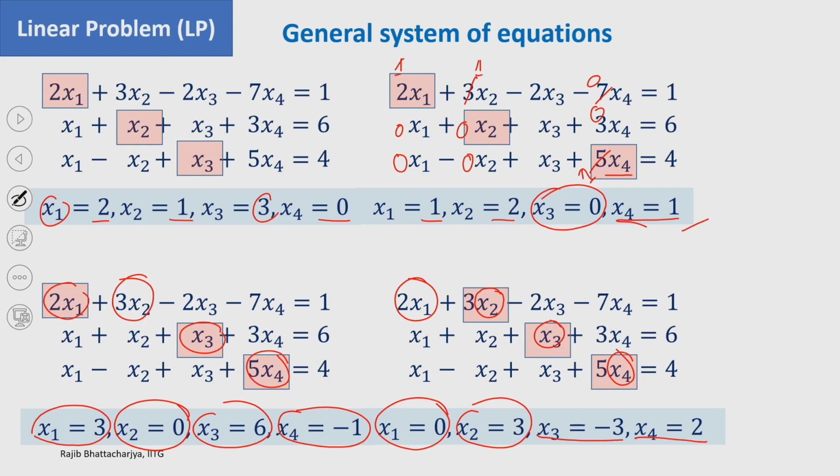So I can evaluate all the combinations, and finally I can tell that this is the solution. Okay, so in this case we have done a total of 4 combinations. First we considered x1, x2, x3, second we considered x1, x2, x4, and the third one x1, x3 and x4. In the fourth one we considered x2, x3 and x4 as basic variables.